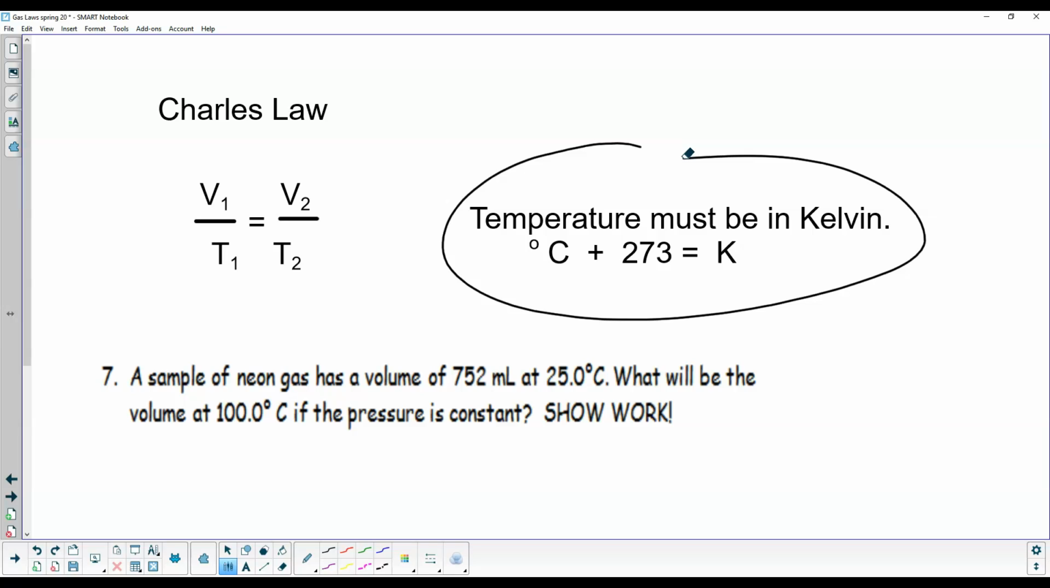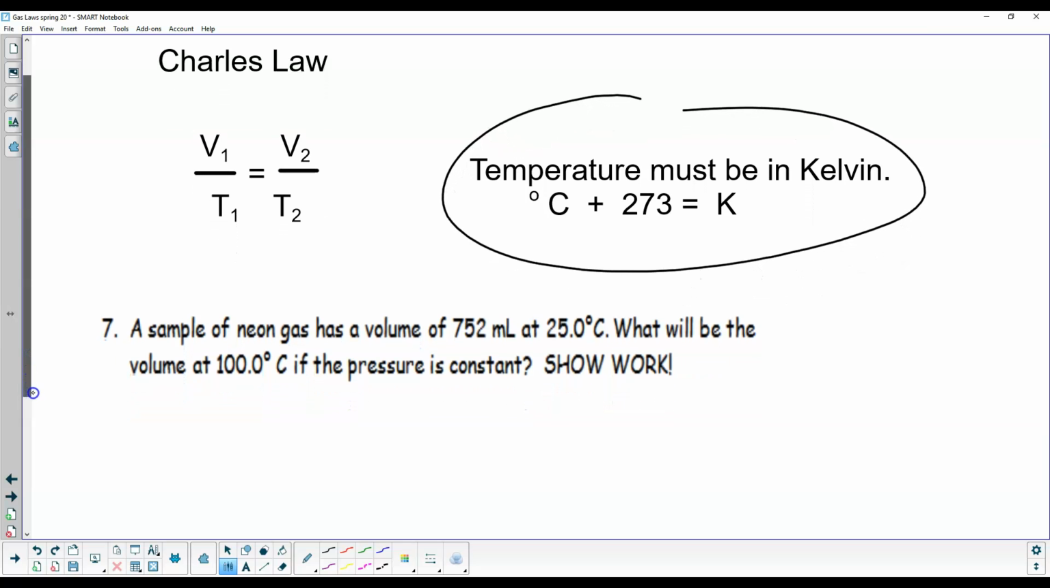There's no negative volume. Okay, and so to convert, it's simple, all you do is take the temperature in Celsius, add 273 to it, and that tells you your Kelvin temp. So it must be Kelvin. All right, no options not to. So let's look at this one. It says a sample of neon gas has a volume of 750 mils at 25 degrees Celsius. What's the volume at 100 Celsius if the pressure is constant?